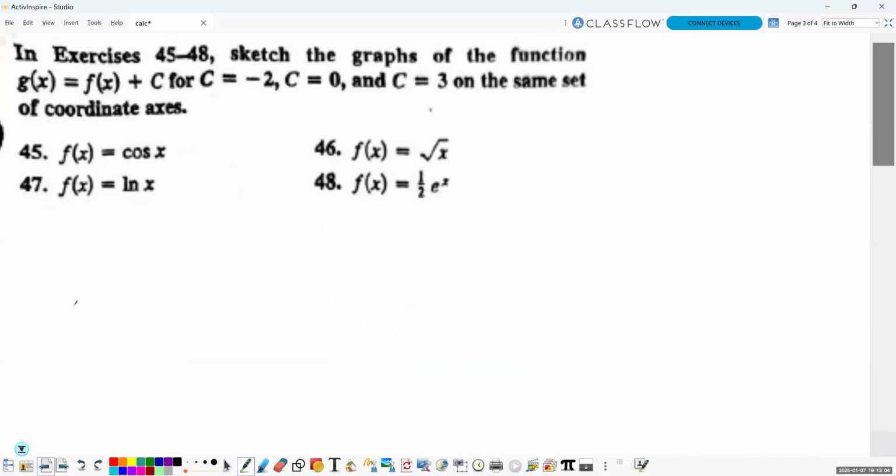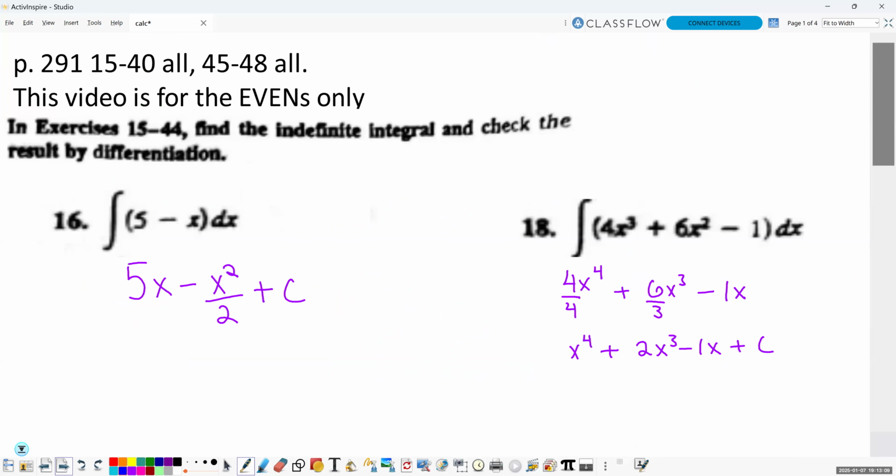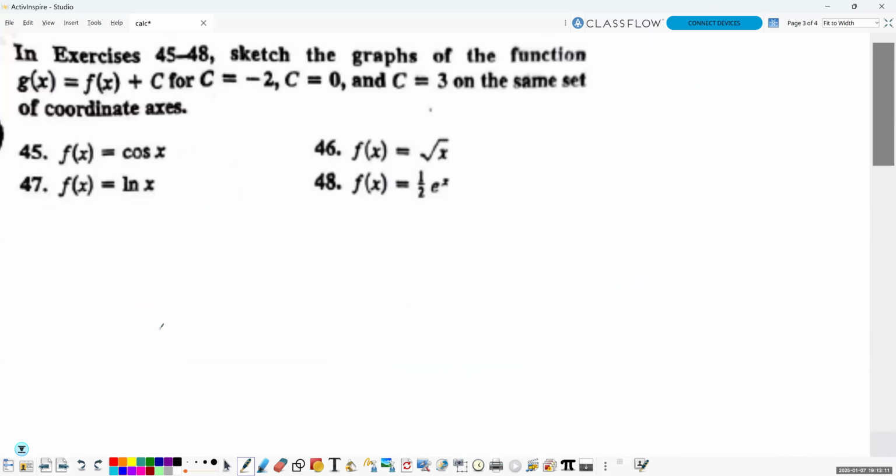Okay, wait, make sure we get finished now. Yep, up to 40. Okay. Now 46.